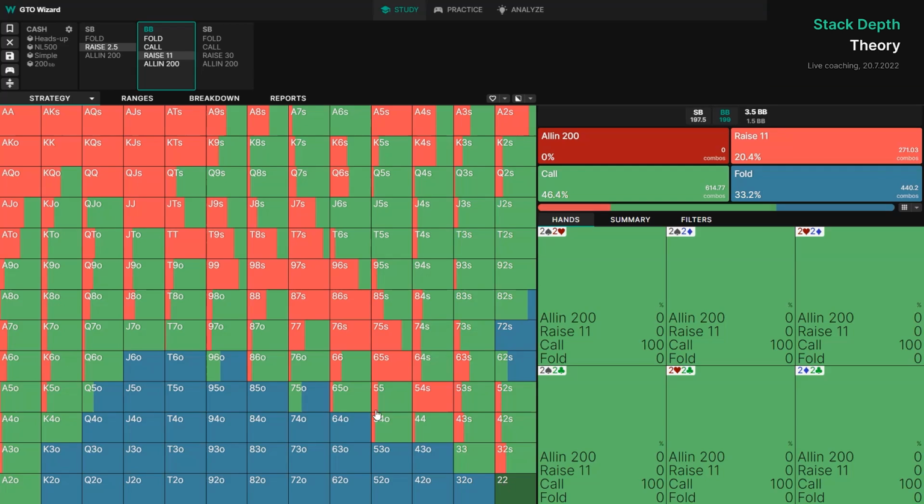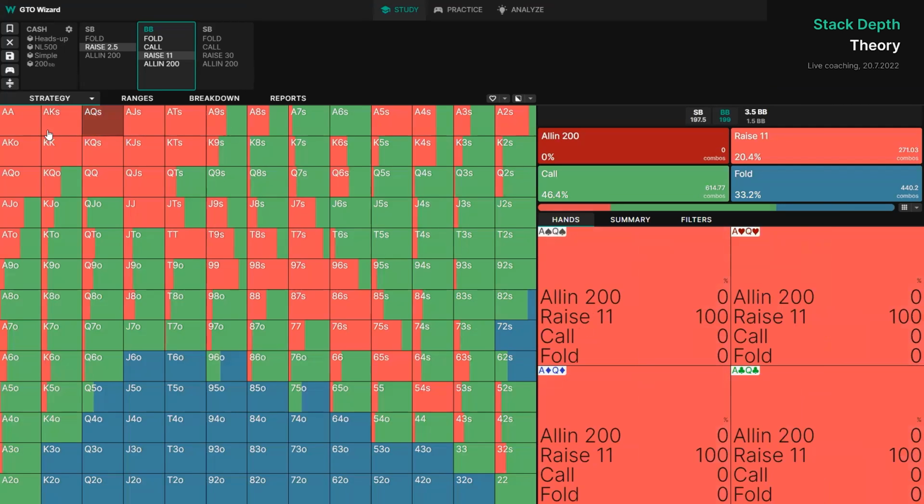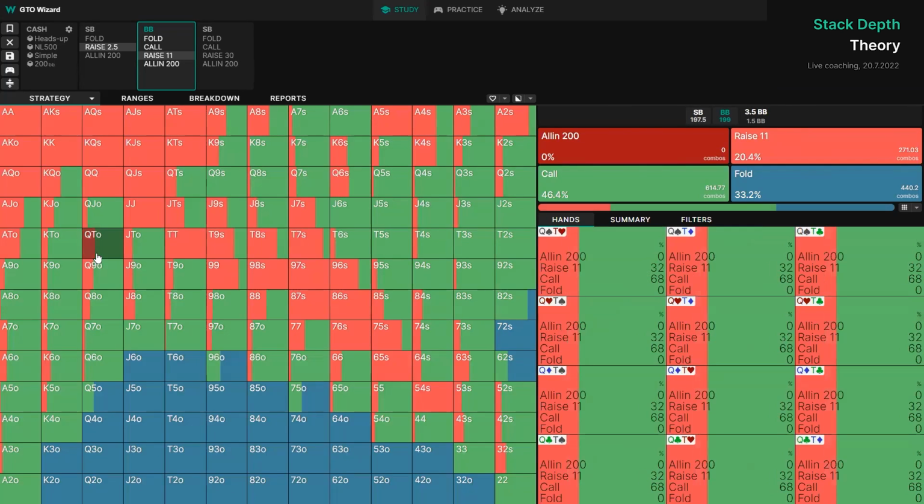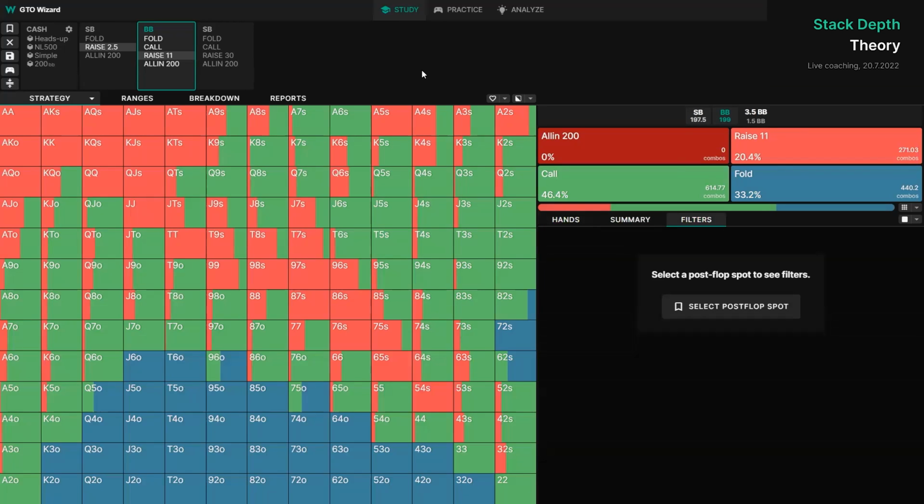So what ends up happening is you lean more towards nutted hands and hands that can make high value draws. For example, these suited connectors, suited gappers, for example, and proportionally, you're going to get less of these offsuit hands in range, although they are still there at a frequency.